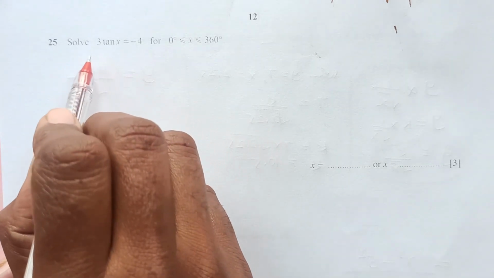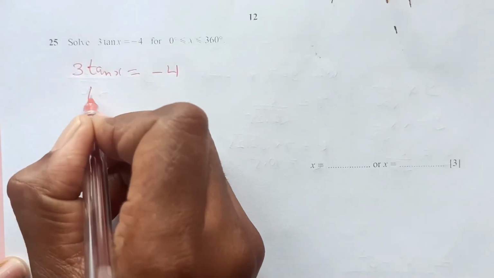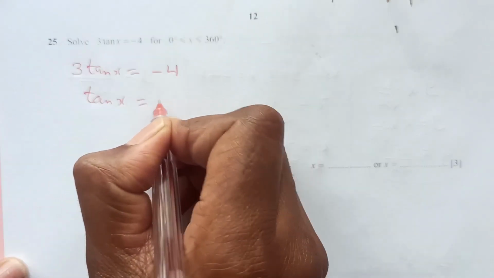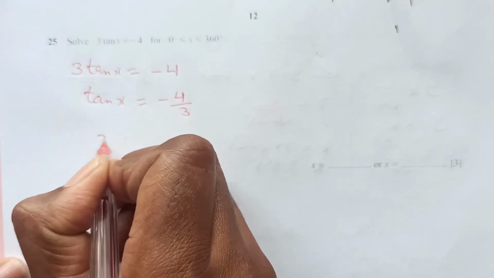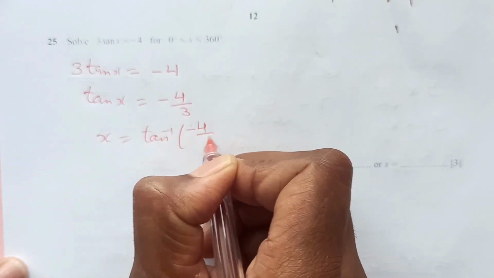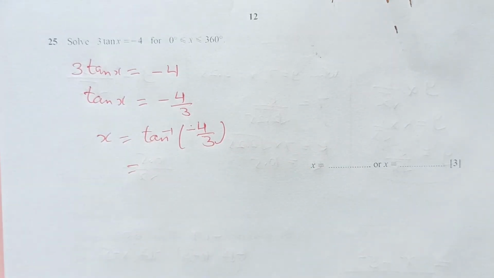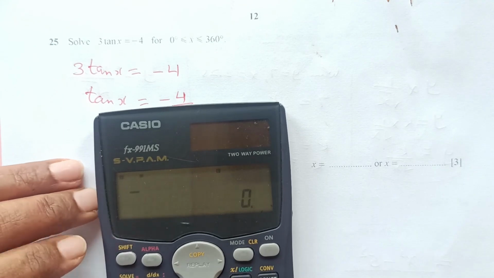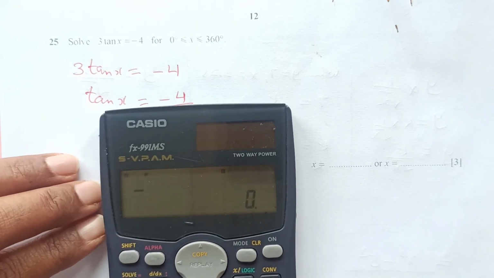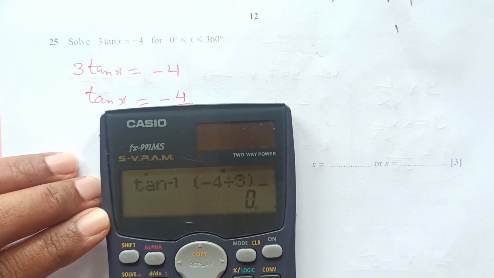Okay, so let's start. We have here 3 tan x minus 4 equals 0. So tan x is equal to minus 4 over 3. So x is going to be tan inverse of negative 4 over 3. So let's see, tan inverse of minus 4 divided by 3.